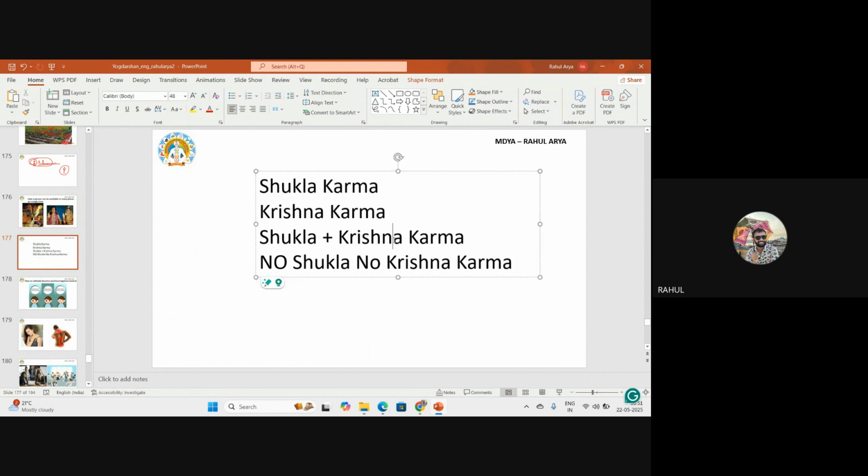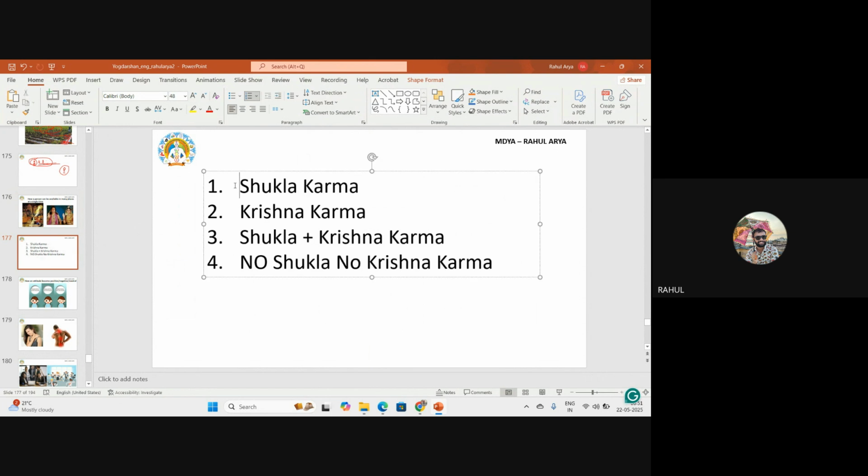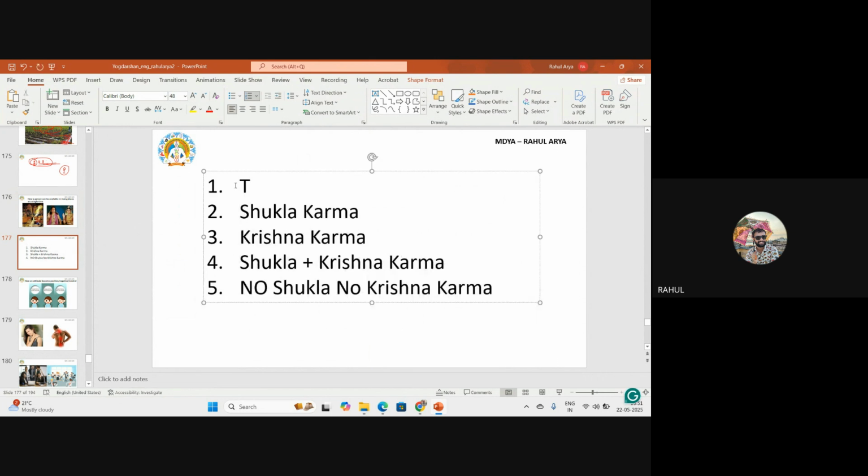So these are the four types of karmas according to Yogdarshan. One of you please repeat the types of the karmas. Shukla karma, Krishna karma, Shukla plus Krishna karma, no Shukla, no Krishna karma. Very good, ma'am. So these are the types.